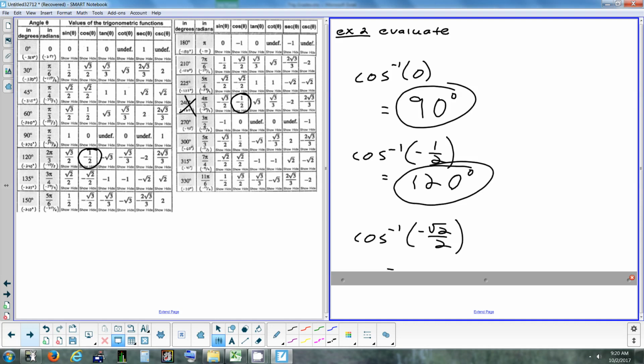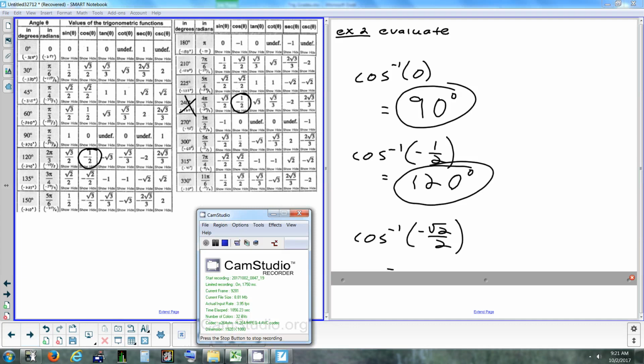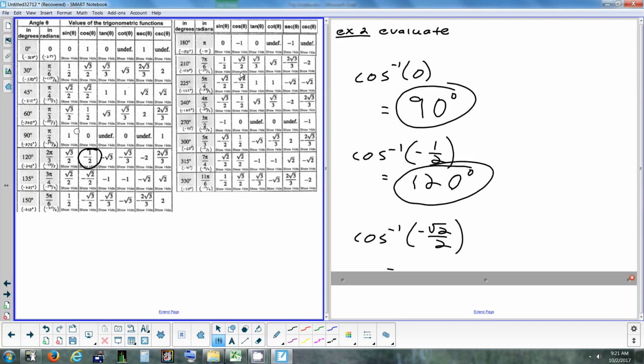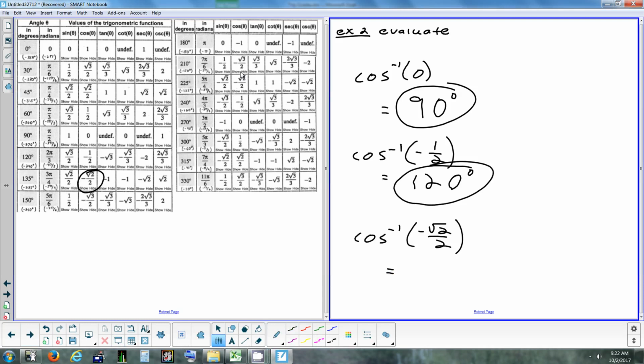See if you can take about 30 seconds and get the inverse cosine of negative root 2 over 2. All right, we'll finish up looking at the inverse cosine of negative root 2 over 2. Mason, what did you get? 135 degrees. Yep. If I go down, I see negative root 2 over 2 at 135, which is between 0 and 180. There's no need to look for the second answer. Questions on that one?